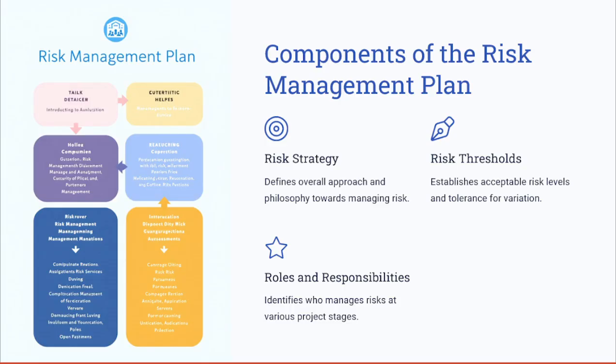Next, we have the risk thresholds. Risk thresholds establish the acceptable level of risk that is tolerable for the project. And this helps in determining when action is needed based on the risk impact. The last component here is very important, which is the roles and responsibilities. Roles and responsibilities clearly define who will be responsible for managing risks at each stage of the project, ensuring accountability and clarity.